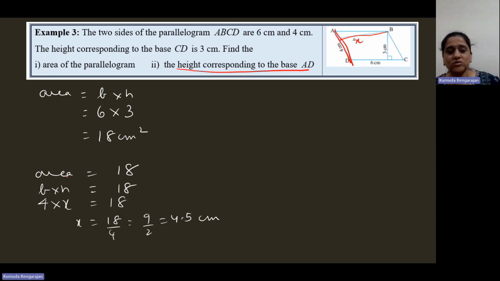So for that, the second sub question is not to find area, because we already found it in the first sub question. So in the second one you should write area is equal to 18. Base into height is equal to 18. Base is 4, into height is x, is equal to 18. So x is equal to 18 by 4, which is 9 by 2 or 4.5. This is difficult. You want to note down this, because I'll be giving you questions like this later.